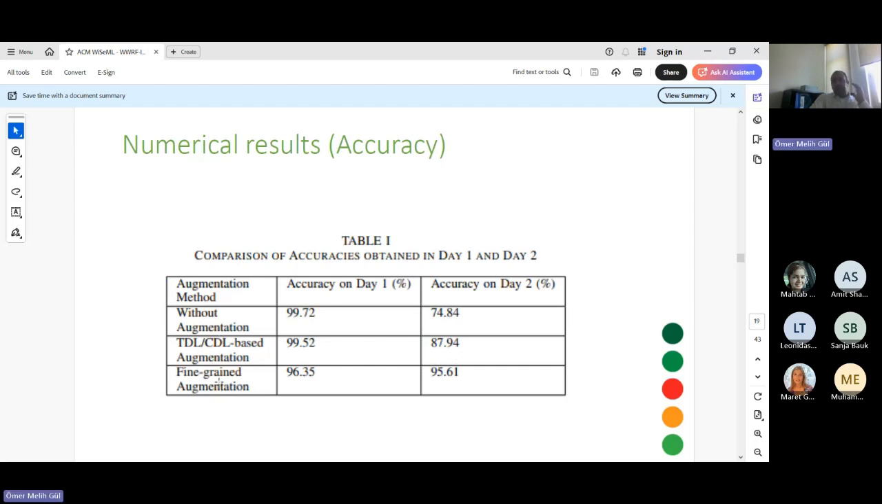And with the fine-grained augmentation, you could see that maybe the accuracy on day one is not 99, but it is 96.35. And the accuracy on day two, which is more important for us, is 95.61. So it is a very good accuracy when you consider the test with the day two data.